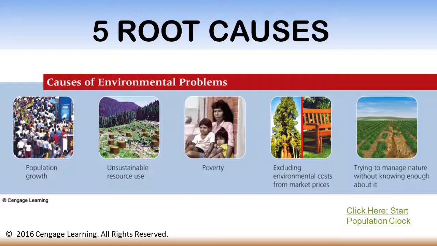The fourth category is excluding environmental costs from market prices. The market price is the direct price that we pay for a product or service, and it usually does not include all the indirect or external costs of harm to the environment and human health that is associated with the production and use of that product. Such costs are called hidden costs.